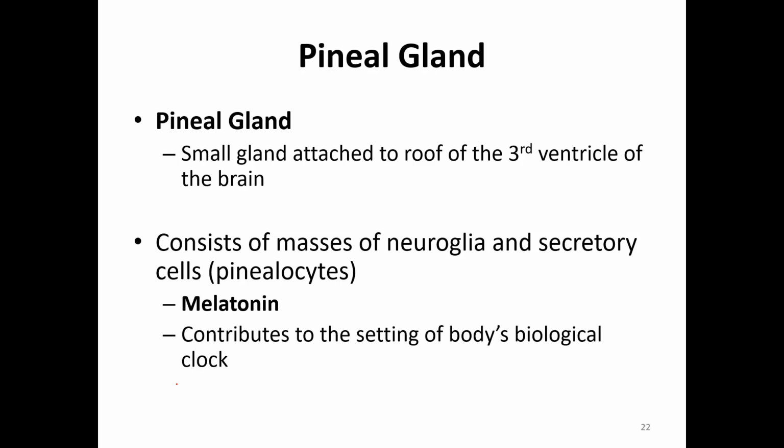The last thing I need to talk about with the endocrine system is the stress response. So that'll be our discussion for lecture 4. And at the end of that, we will have covered the endocrine system and be ready to move into cardiovascular.